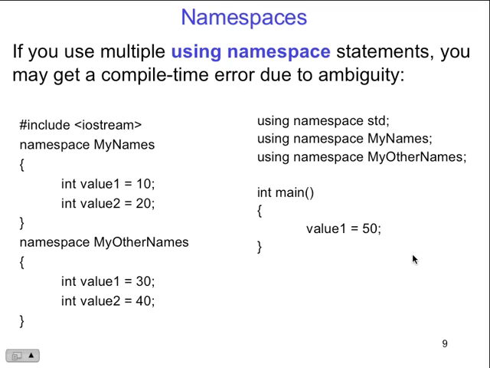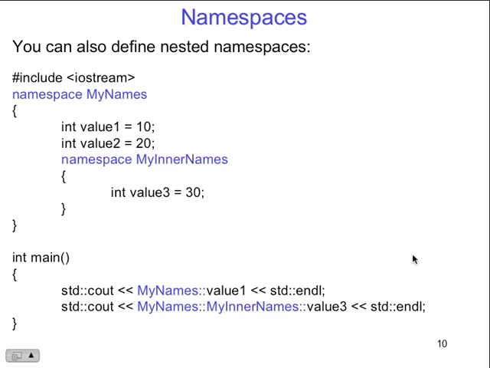All right, so we have our ambiguity that's going on. We can also define nested namespaces, as we've seen here, with the namespace my names. Inside of my names, we have a namespace my inner names, just as if you needed more. We have value 3 in there. And then out here we call them literally my names, scope resolution operator, my inner names, scope resolution operator, value 3.